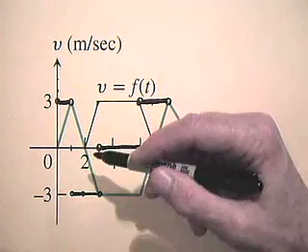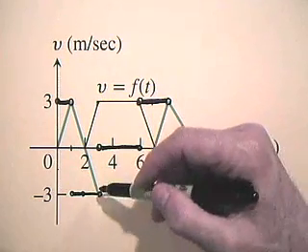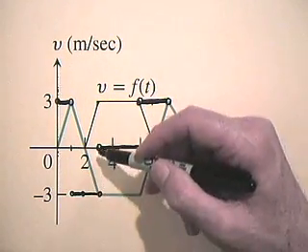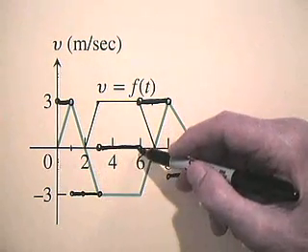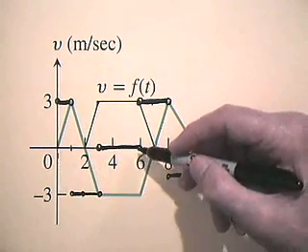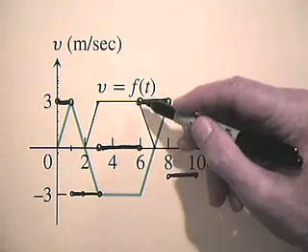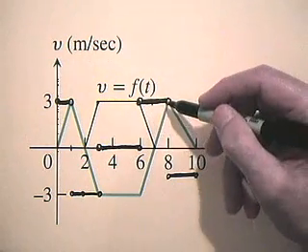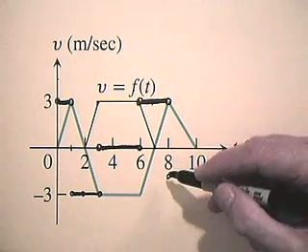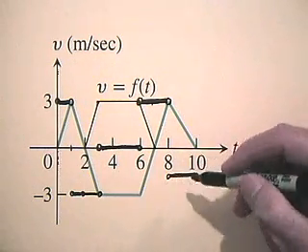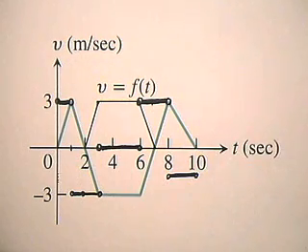Then again, at t equals 3 seconds, we have an enormous jerk, which changed the acceleration to 0. And then at t equals 6 seconds, we have an enormous sudden jerk, which changed the acceleration back up to 3 meters per second squared. And then at t equals 8 seconds, we have another enormous jerk, which changed it down to -3/2 meters per second squared.